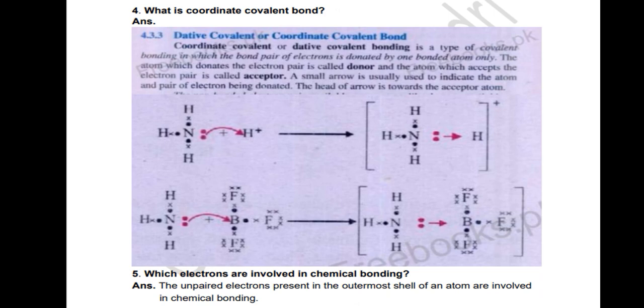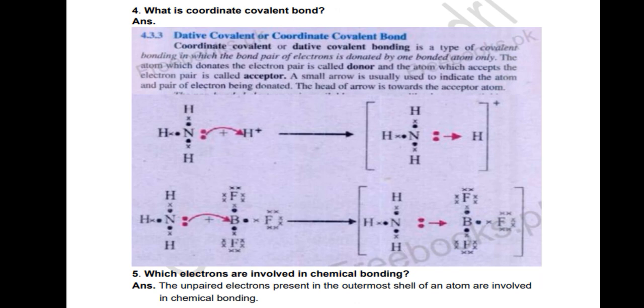What is coordinate covalent bond? Coordinate covalent bond means an electron pair is donated by one atom and accepted by another atom. Examples are ammonia and hydrogen ion, ammonia and boron trifluoride. You can see it, donor atom and acceptor atom. You can write all these things.